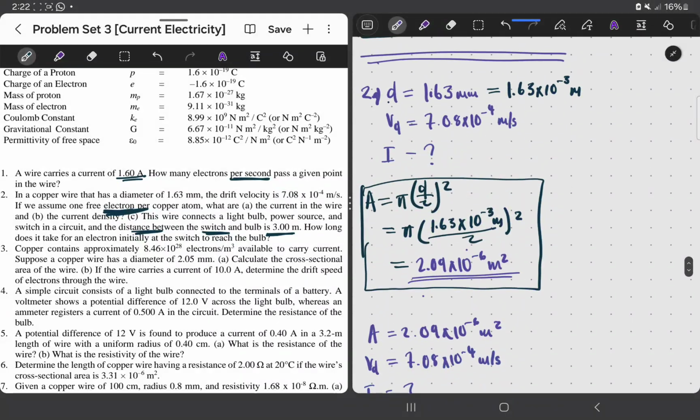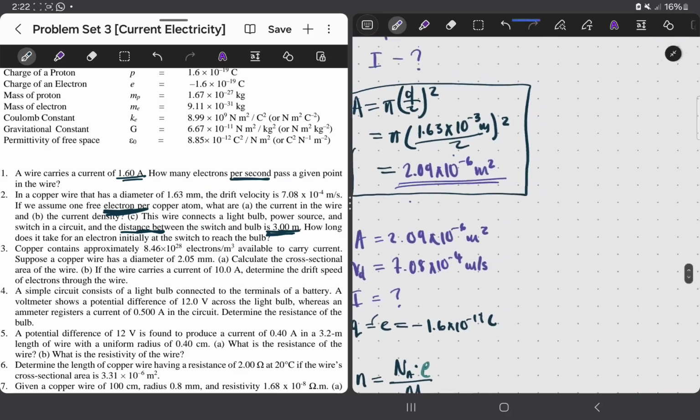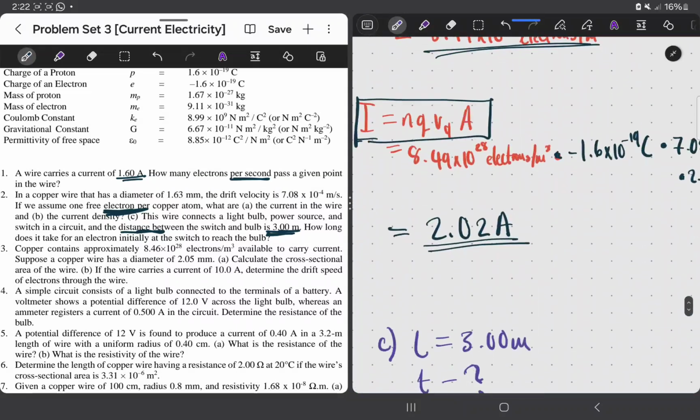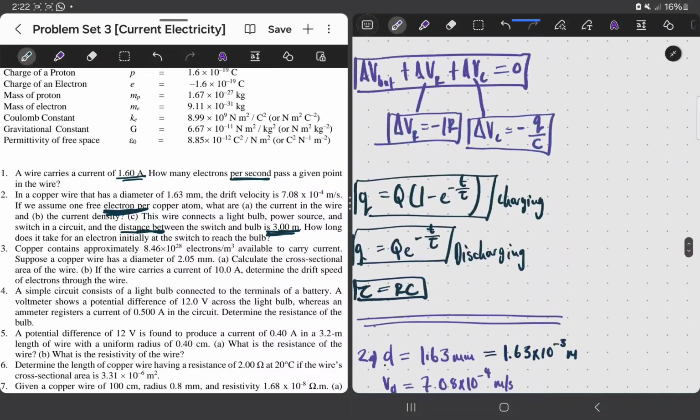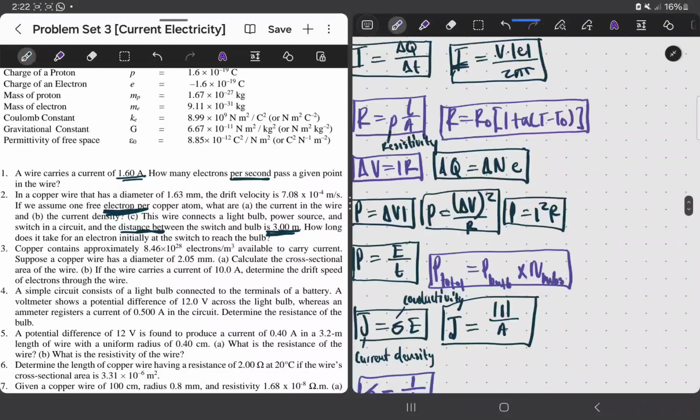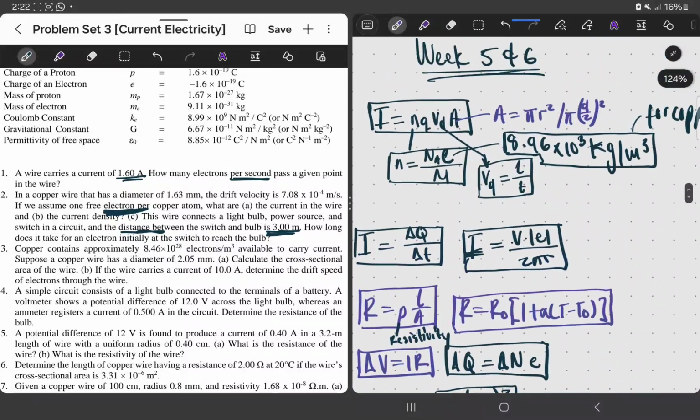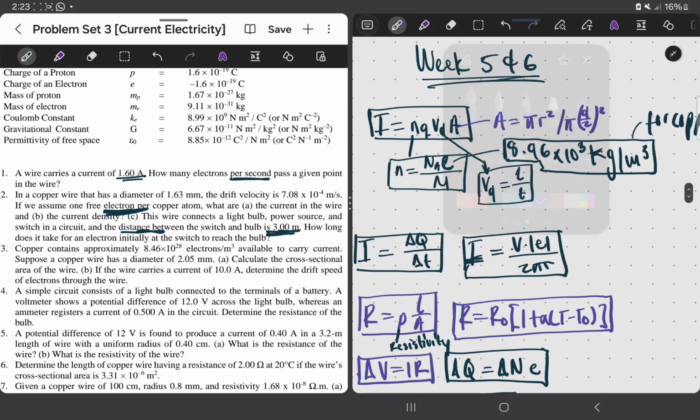Don't ever read the whole thing. The distance between the switch and the bulb is L, so just put L is 3.00 meters. And then they said how long, which is time. So we are just going to find which formula has that. I am going to go straight, and we see this one for drift velocity is the one which has L and time.